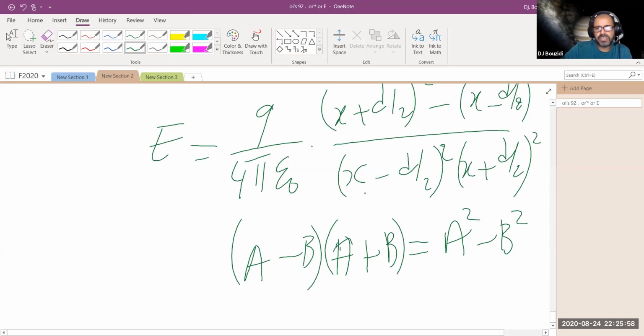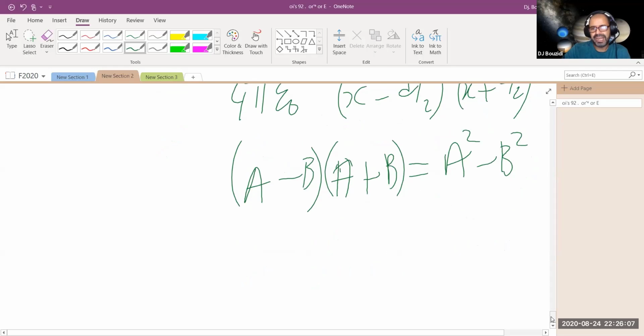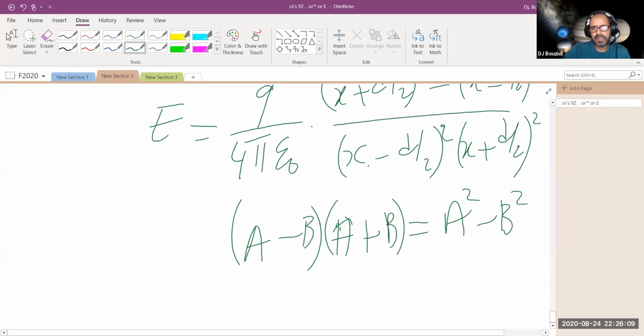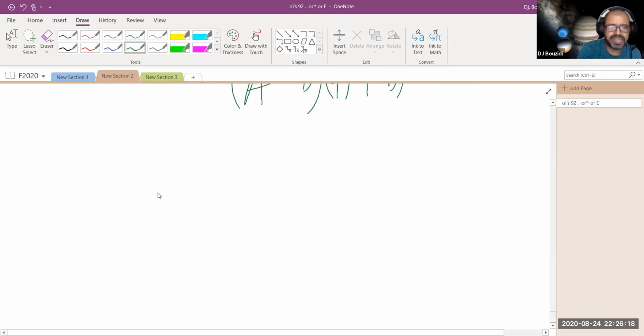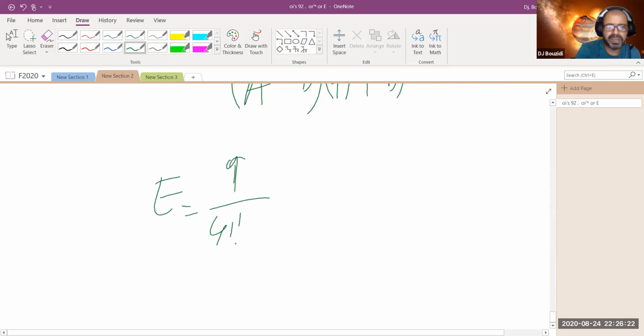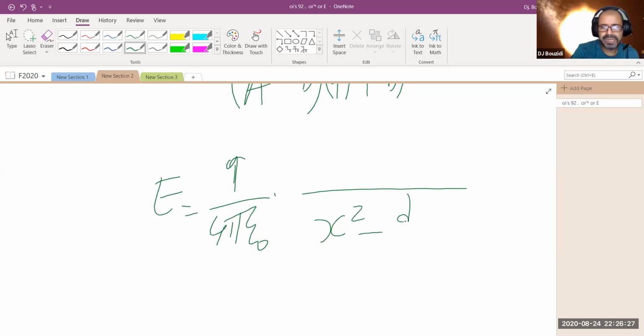In the denominator, I have x minus d over 2 times x plus d over 2, the whole thing squared. So that's exactly what I have in the denominator, this expression except that it's squared. So I'll end up with x squared minus d squared over 4, the whole thing squared. So I can use this identity and fix the denominator. So the denominator, that's q over 4 pi epsilon naught, x squared minus d squared over 4, and the whole thing squared.